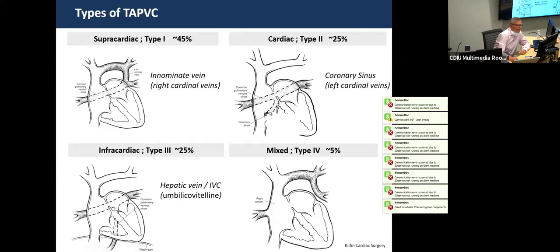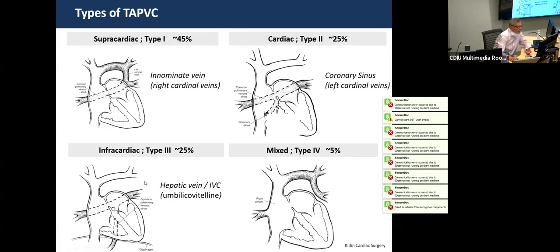Cardiac type, typically the anomalous pulmonary vein confluence connects to the coronary sinus, and so this can be repaired simply by unroofing the coronary sinus and closing the atrial defect. Rarely these types of lesions will have a secondary stenosis right at this level, where the confluence joins the coronary sinus, and so they may develop a delayed obstruction, but that's unusual.